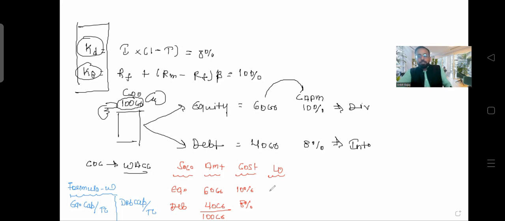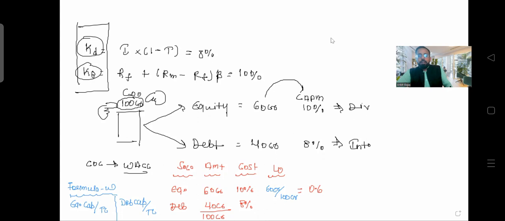Equity capital is 60 crore rupees, and the total capital is 100 crore. So the weight of equity is going to be 60%, or I can write 0.6. So I will write down here 0.6. The weight of equity is 0.6.